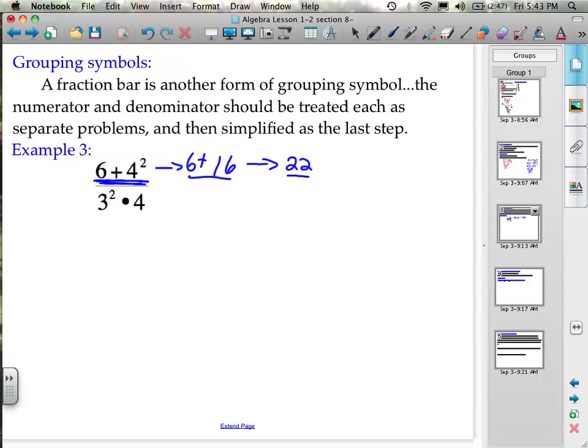On the bottom, the denominator, we have 3 squared. Well, 3 squared we know as 9. 9 times 4, well, that's 36. All right, at this point, we have 22 divided by 36. We know they're both even values, so we can divide at least a 2 out of them. So at this point, we get 11 over 18. Now 11's prime. It does not divide nicely into 18, so we know that that is our simplified answer.